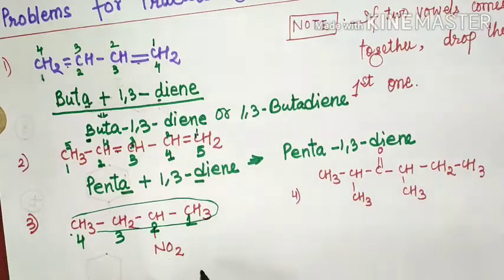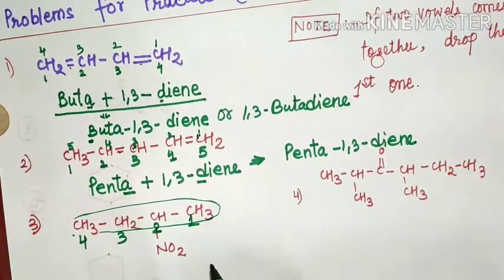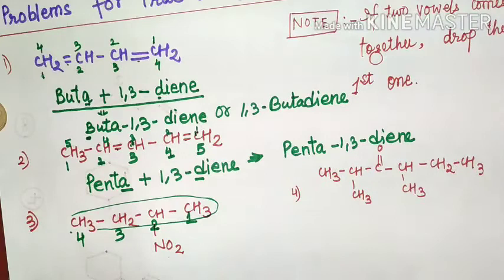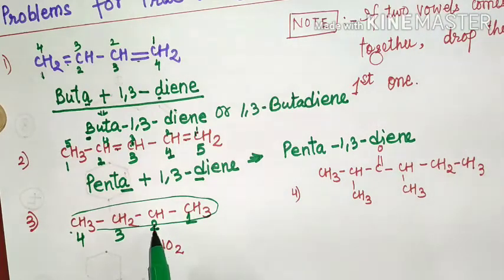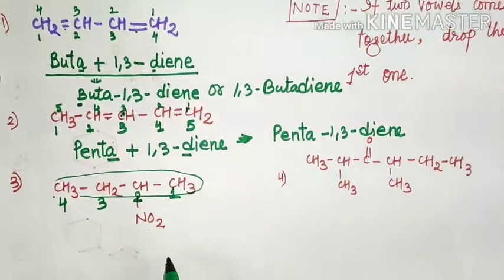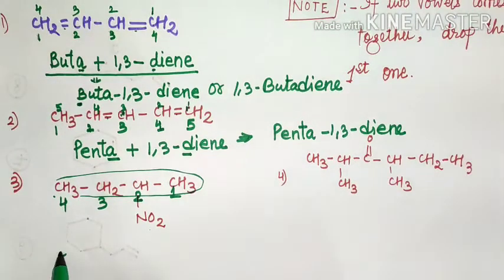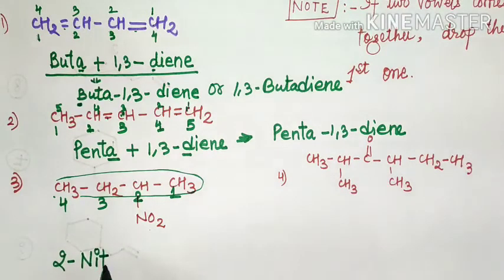After numbering the chain, we have to write its IUPAC name. In the IUPAC name, first we will write the secondary prefix. In this compound, a substituent is present, and for this we will write nitro and the position is 2. So we will write 2. The first letter of its name is capital. It should be capital. 2-nitro.